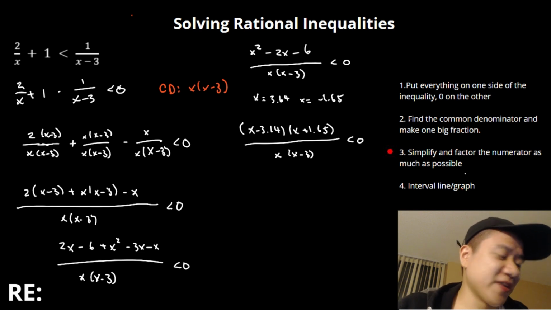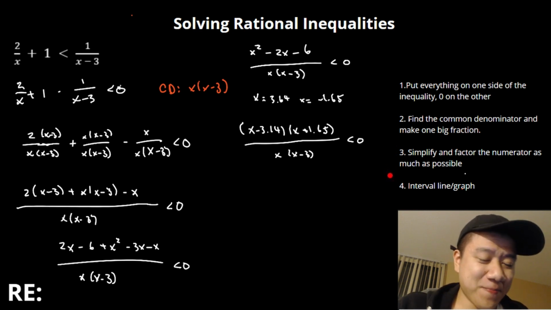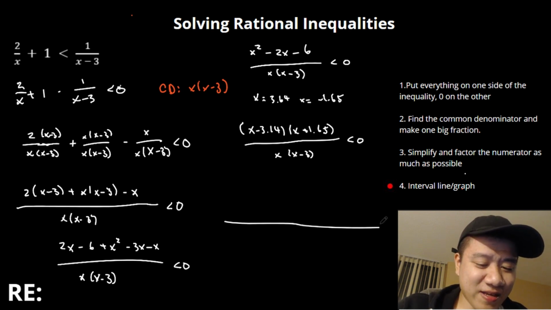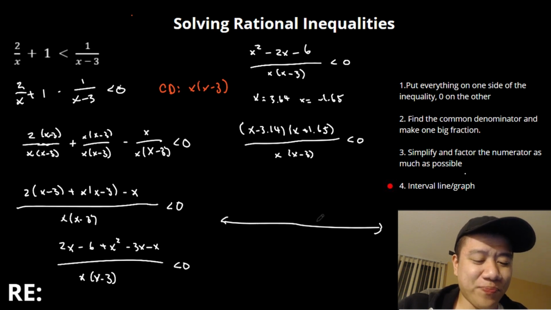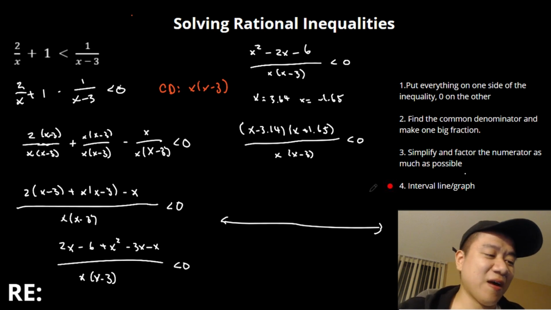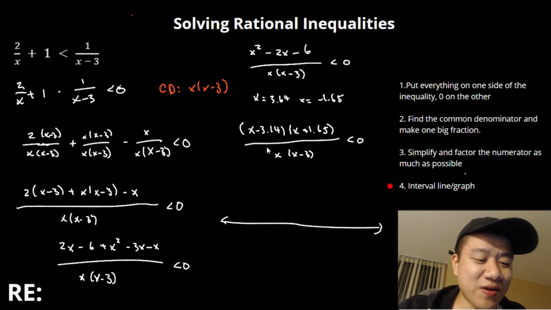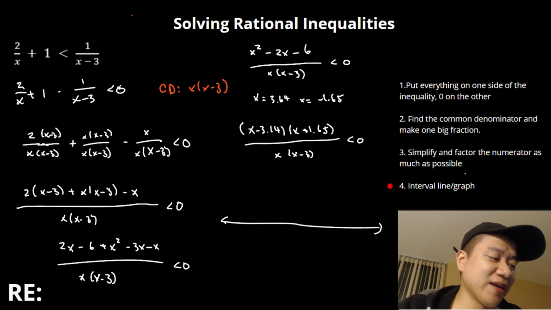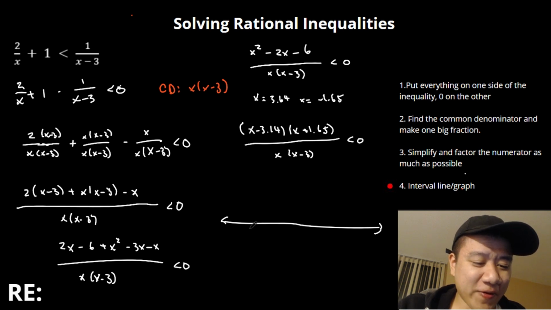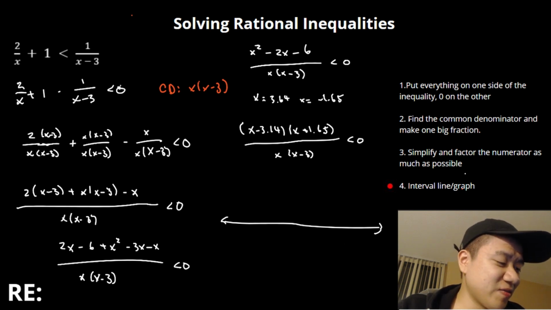So this is the part where we use our interval line and graph. If you remember from polynomials, on the interval line, we just draw this out like this, and then we place our x-intercepts on the interval. Then we plug in numbers within each interval to see if it comes out positive or negative. This is going to be a little bit different because we're actually going to add our vertical asymptotes onto our line.